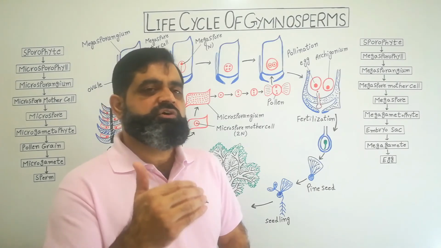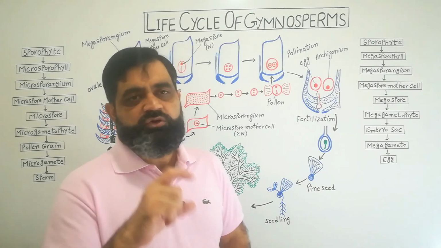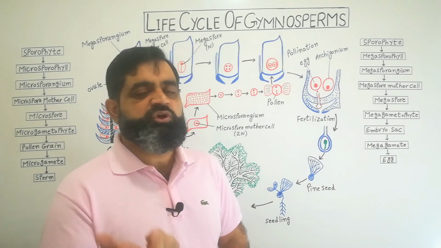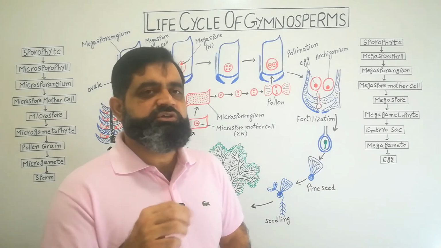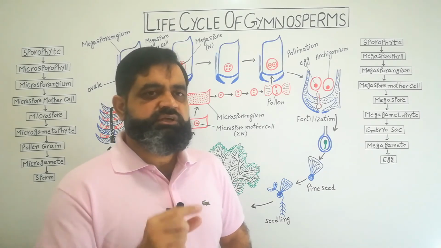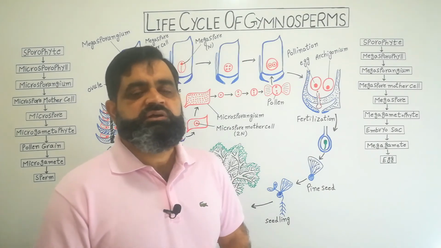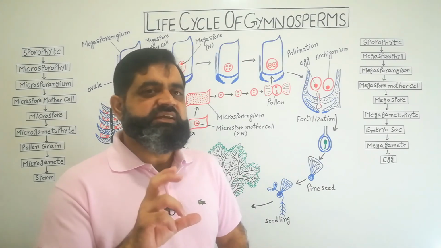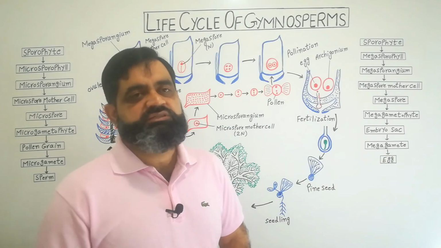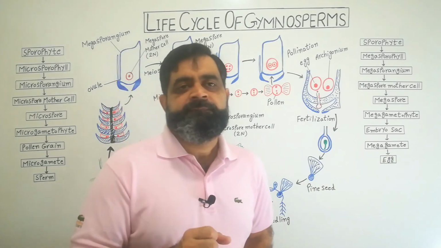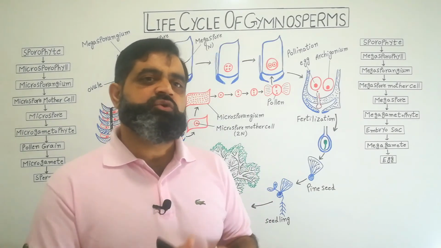After the formation of the diploid zygote inside the cone, it converts into an embryo, and after embryo formation, food storage takes place and a structure is formed known as the seed. This whole process takes about 2 years, and seeds are produced inside the cones.